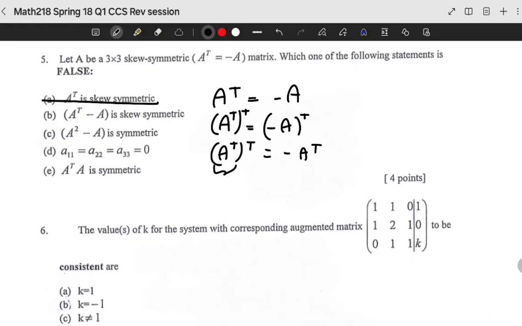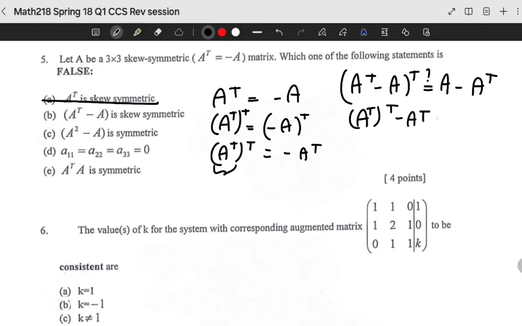Okay, for part B, A transpose minus A is skew symmetric. So we're saying that if I transpose A transpose minus A, do I get A minus A transpose? And the answer here is yes, because we're allowed to distribute the transpose while adding or subtracting two matrices. So this would be A transpose minus A transpose, which is A minus A transpose. So this is also true, which is not what we're looking for.